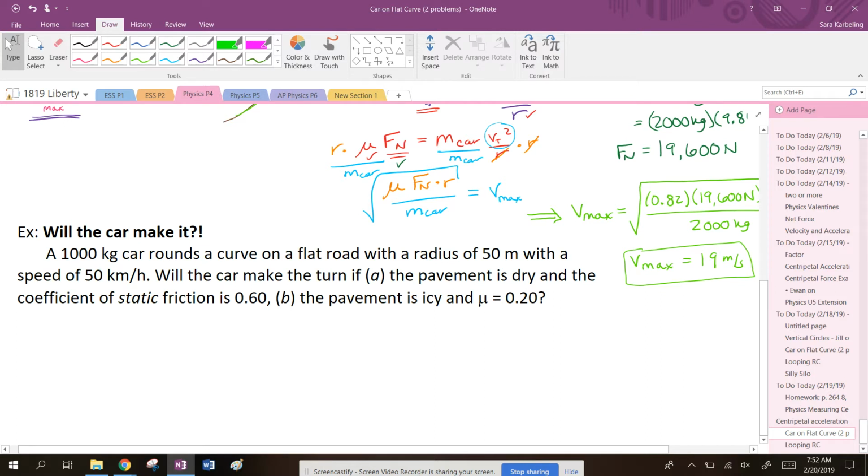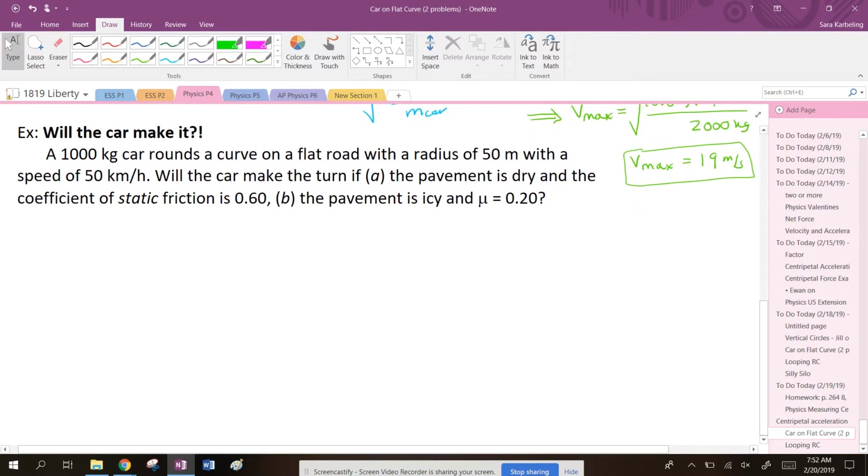Ooh, that's mean, right? Mean Miss Carveling. She added in a conversion. We'll do that in just a second. It says, will the car make the turn if the pavement is dry and the coefficient of static friction is 0.6? What about if it's 0.2? Let's take a look.